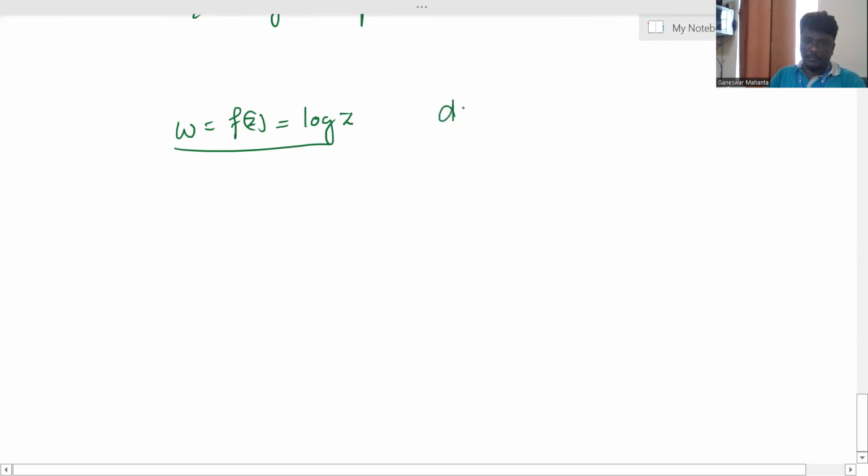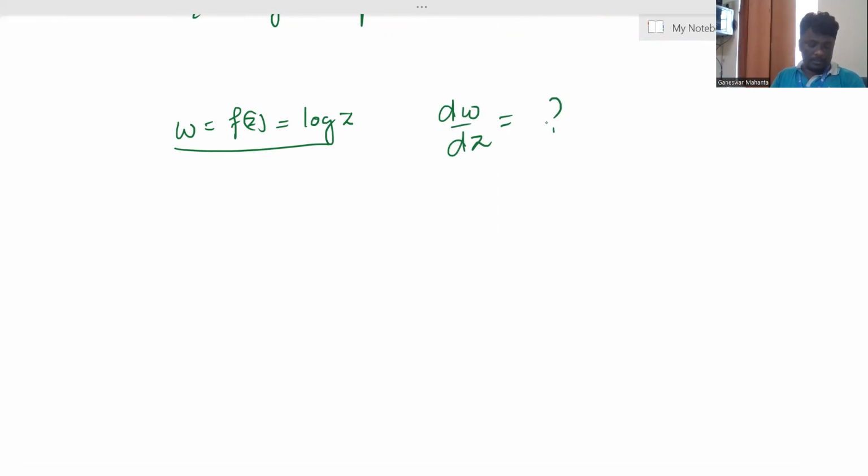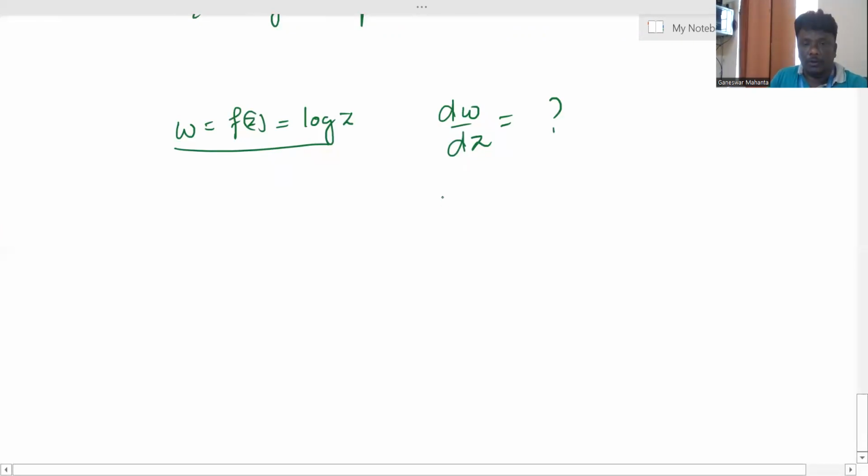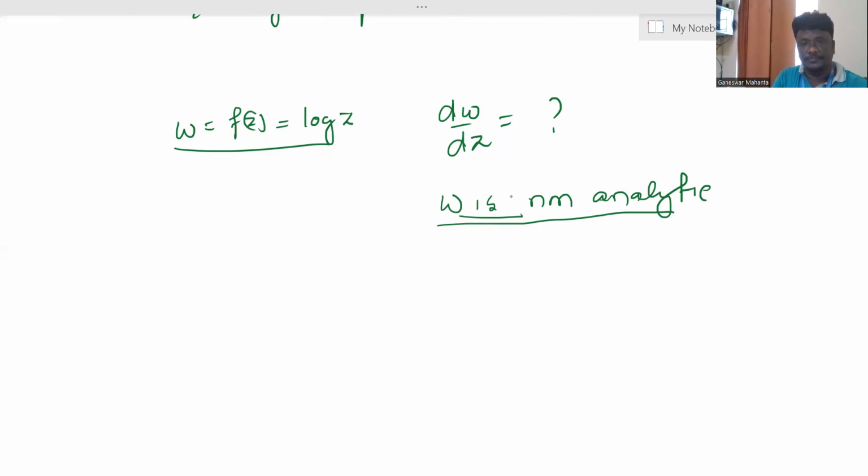You need to find d omega by dz and determine where omega is non-analytic. You need to check this function. So the question is that omega is equal to f of z is equal to log of z.